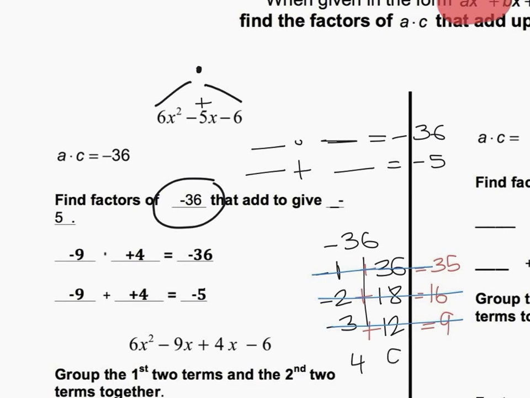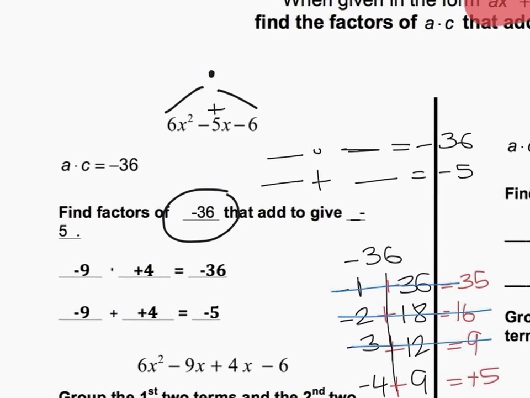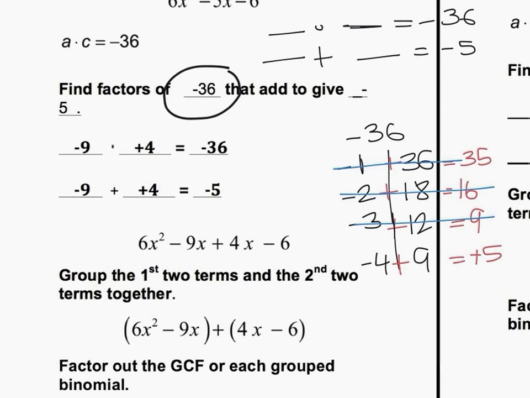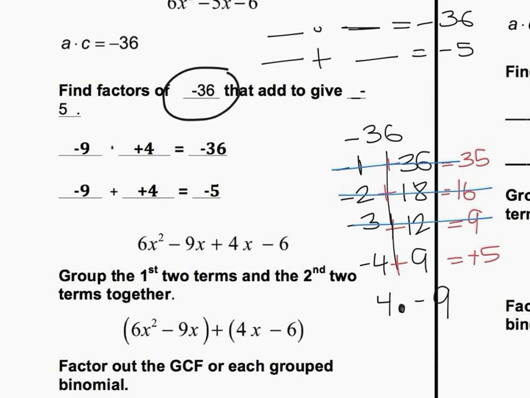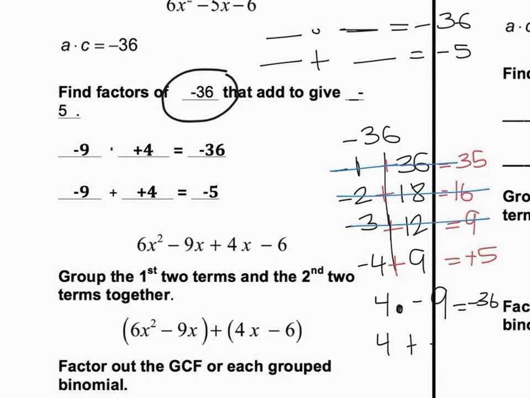4 times 9 is 36. But I need one of them to be negative. So negative 4 times 9 is negative 36. Now they add to give me a positive 5. I need a negative 5. I got the number, but not the sign. So what I need to do is just switch the sign. So 4 times negative 9 is negative 36, and if I add 4 and negative 9, that will give me negative 5. So these are my two numbers, negative 9 and 4.